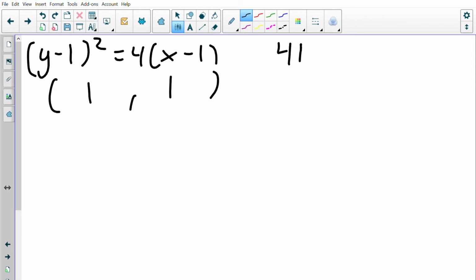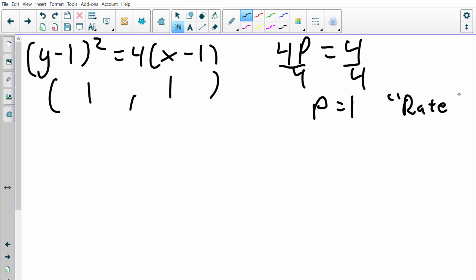We are going to have a problem. It's always going to be 4 and it's always going to be p. And then the number outside the parentheses is what we put here, and we're going to solve for p. So when we divide by 4, p equals 1. So this is now our rate of change, again, still in quotes.